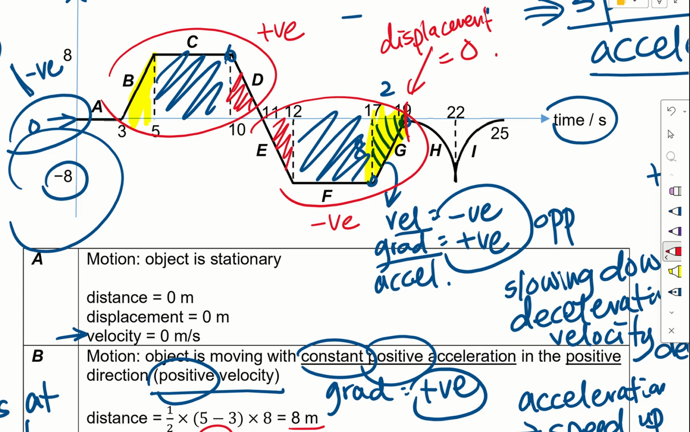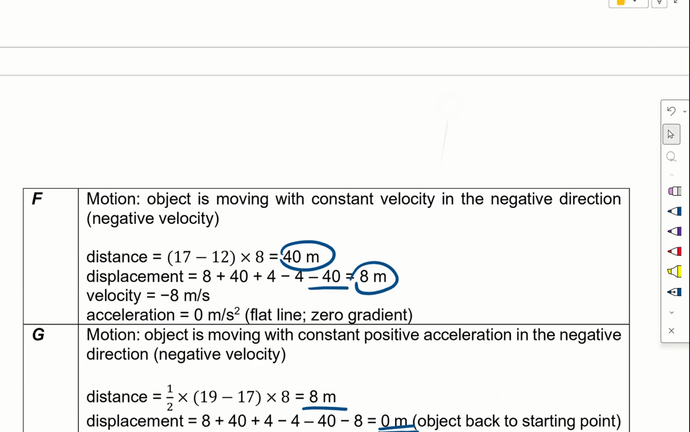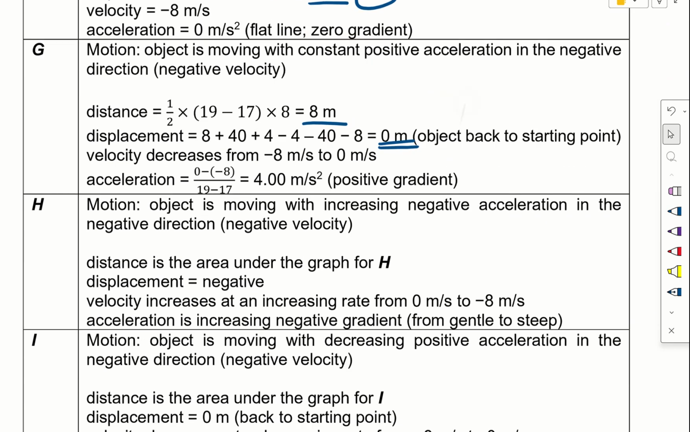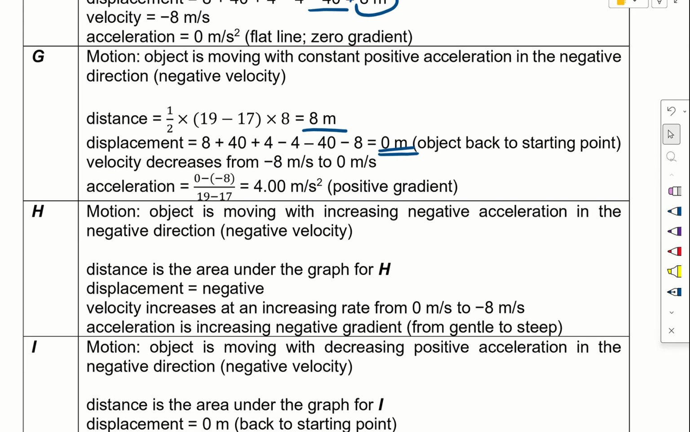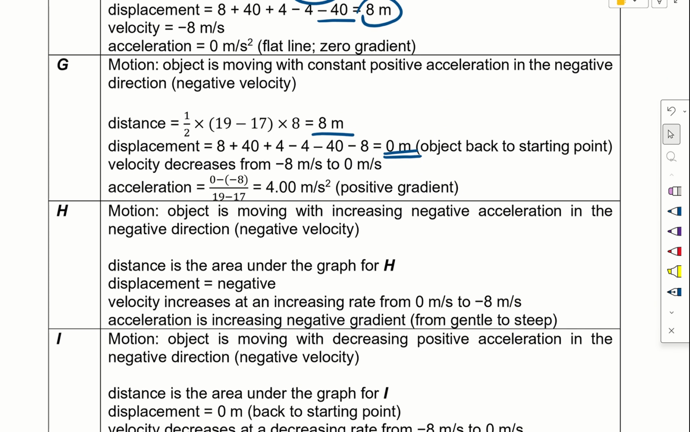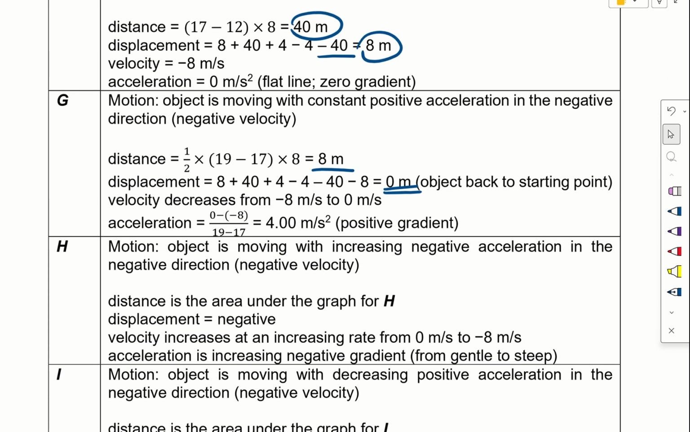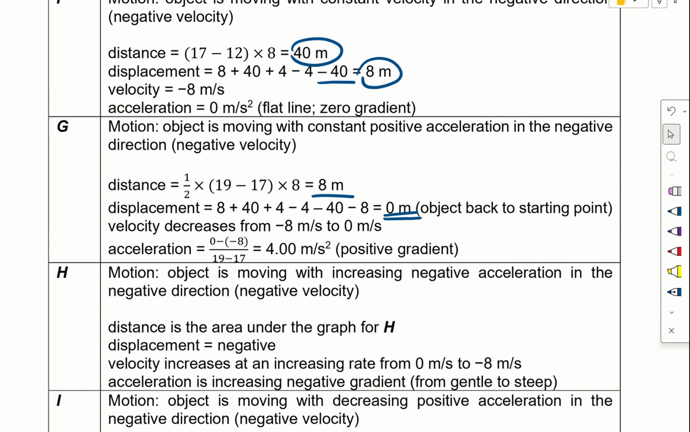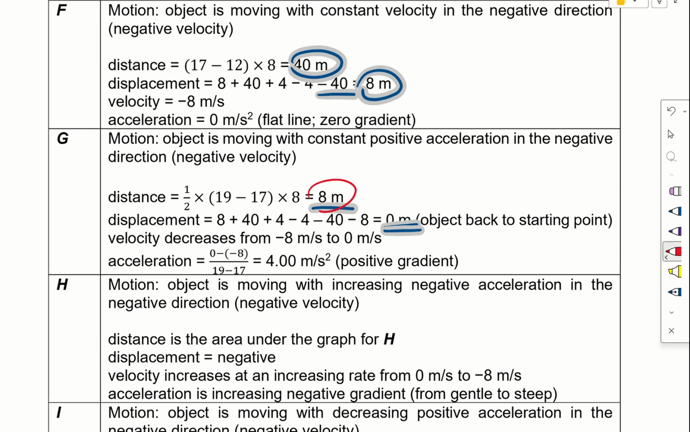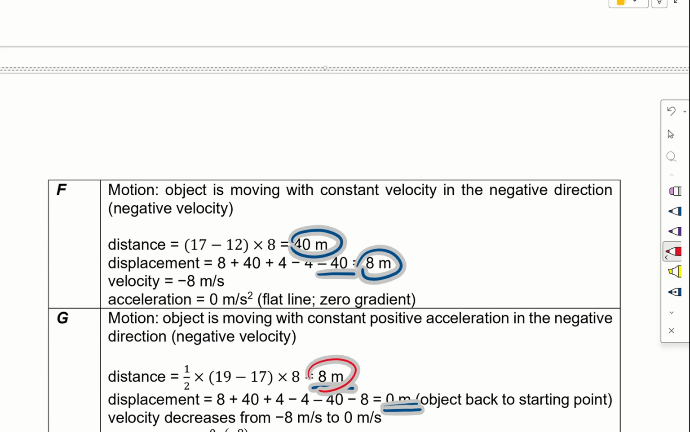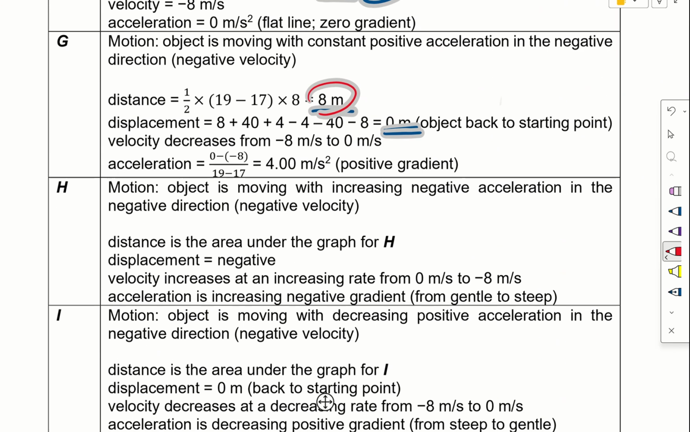But the distance you have to add up. Once you have walked a certain distance, you cannot minus off. You cannot unwalk that distance. So for the distance traveled, you need to add everything together. So you have to add 8, you have to add the 40 for each stage.